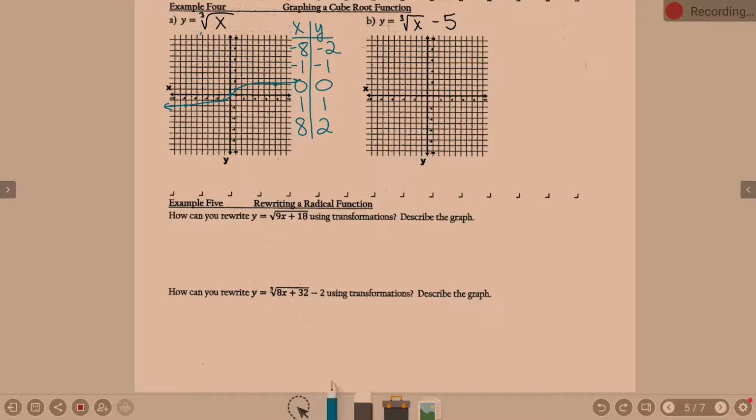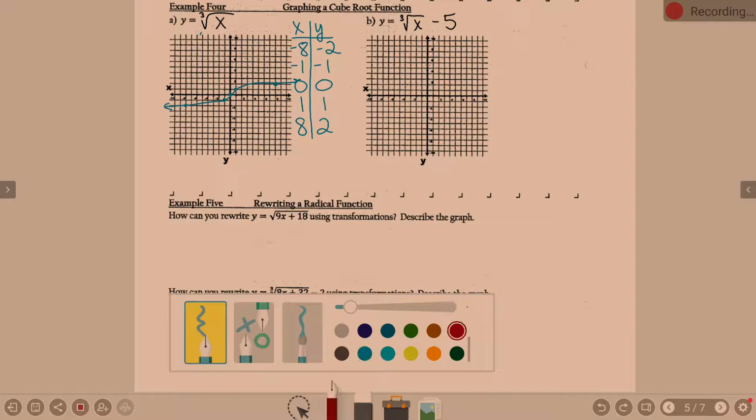So what are you thinking here? Use the same numbers from the other graph and move them down. Okay. So it's going to be the cube root of x graph, so that same graph we just graphed. What does a minus 5 outside the radical do? It tells us to move the graph down 5.